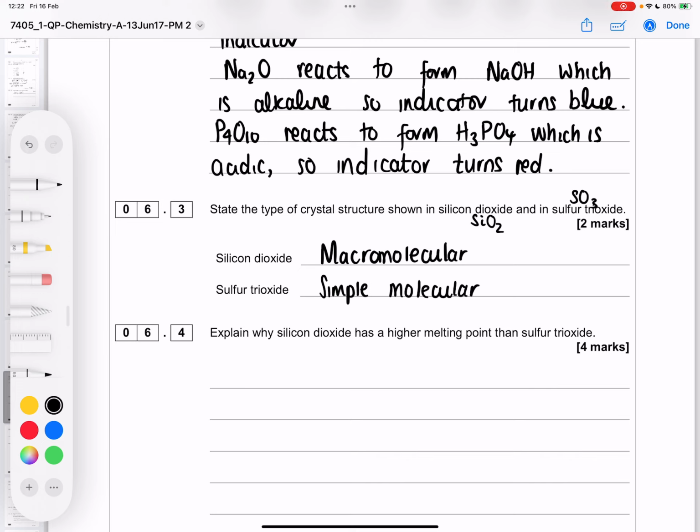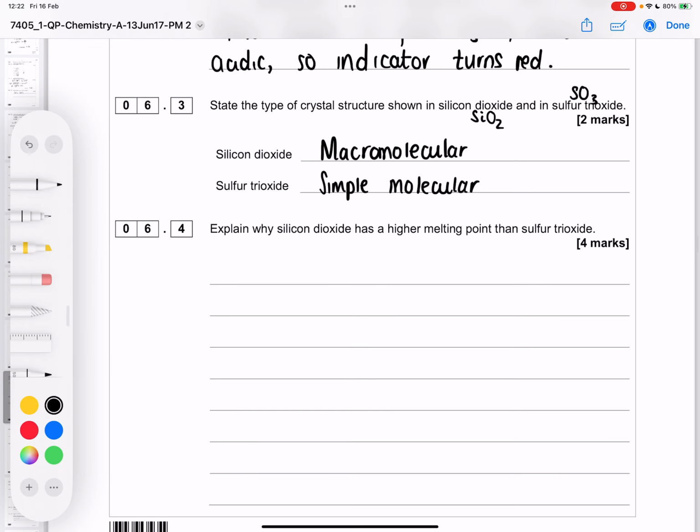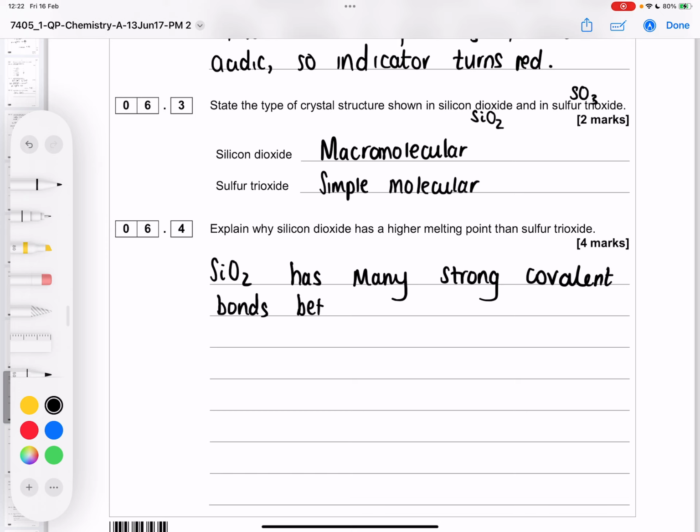So how do we describe why silicon dioxide has a higher melting point? So we've already given its structure, so we don't need to do that again. But we would say SiO2, because it's macromolecular, has many strong covalent bonds between the atoms. Lots of energy needed to break these.